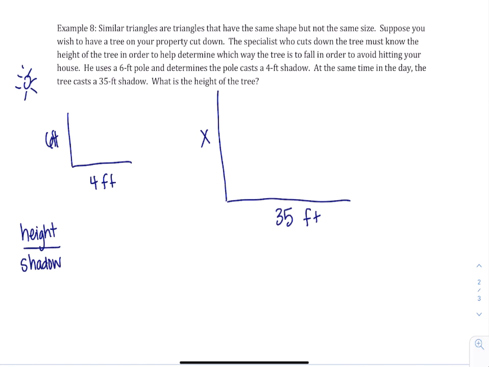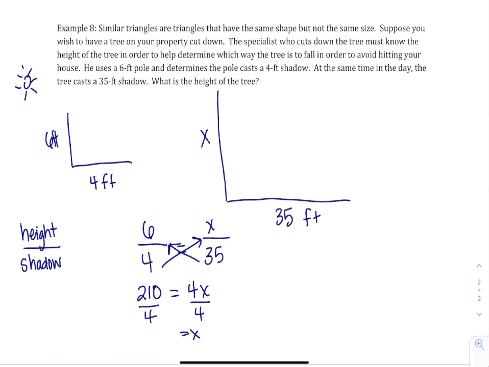So the height for the pole is 6, the shadow is 4. The height of the tree is unknown, but the shadow is 35. We cross multiply, and so 6 times 35, we get 210, and 4 times x is 4x. Then we divide by 4, telling us that our height of our tree is 210 divided by 4, or 52.5 feet.